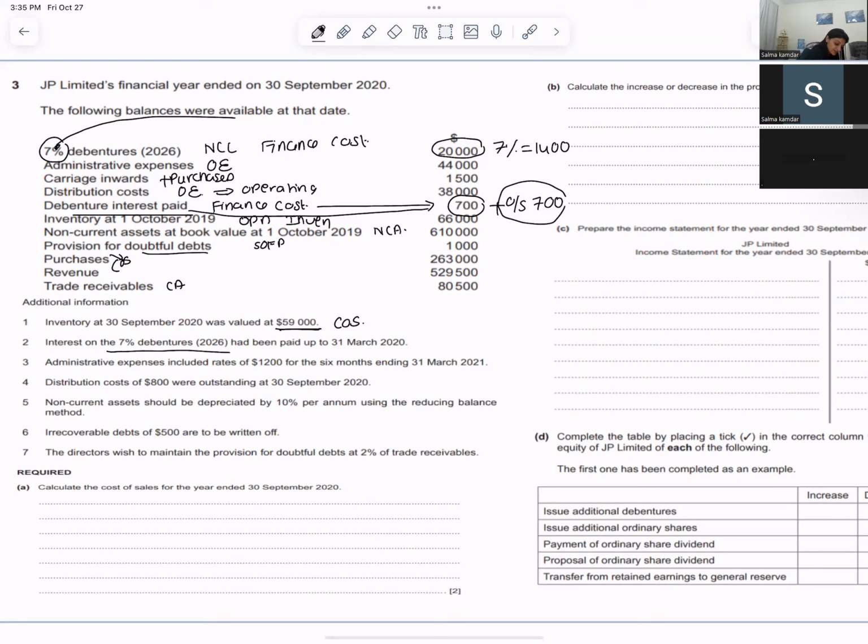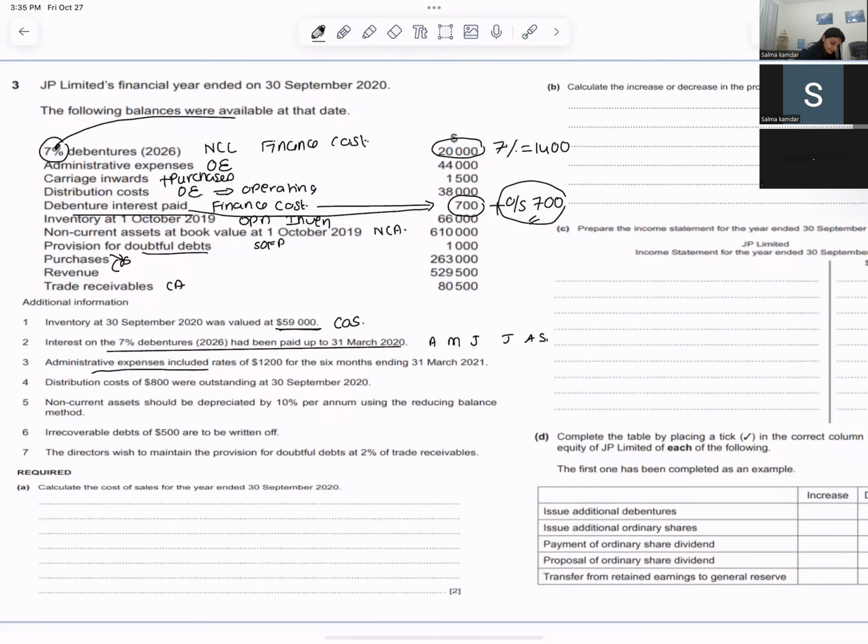Then they have told you interest on debentures has been paid up to 30th of March 2020. We have already calculated the outstanding for 700: April, May, June, July, August, and September. Correct? Okay, fine. Go to the next one.